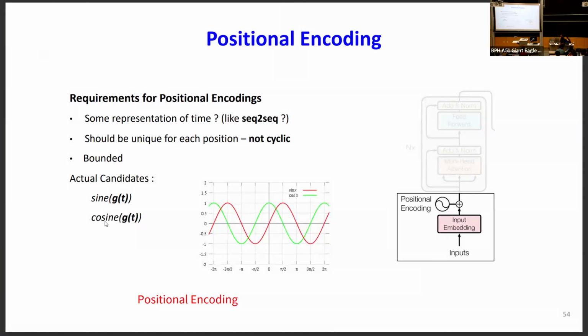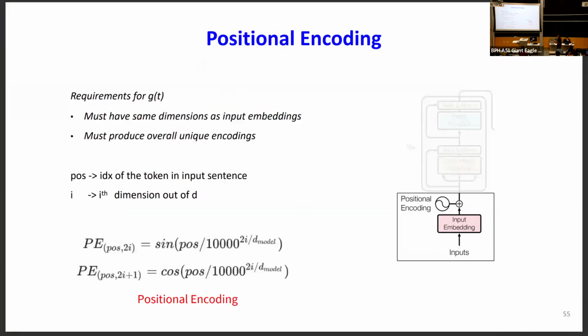We use the sine and cosine trigonometric functions in place of our positional encoding, which solves our problem of being bounded. But we know that by nature, trigonometric functions are cyclic, right? So we still need to put some constraints over g of t so that it does not form a cycle of sorts. How do we do that?